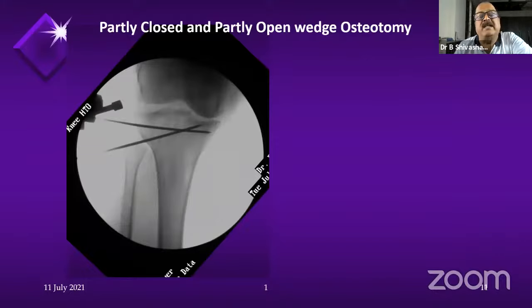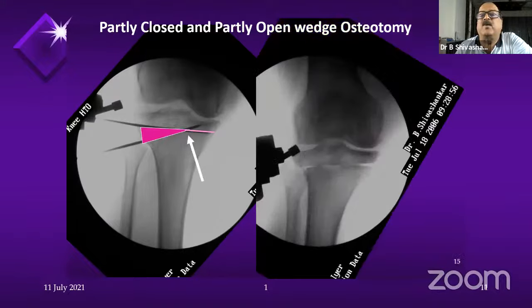Then I started doing a partly closed, partly open osteotomy to avoid taking out a lot of bone, because if I had to do only a lateral closed wedge osteotomy, a lot of bone required to be removed. So this part will be closed and the osteotomy is extended over the fulcrum here. The medial part gets opened up. This was very useful, especially if the deformity was a little more. This is one example where I used the partly open and partly closed osteotomy sometime in 2006.